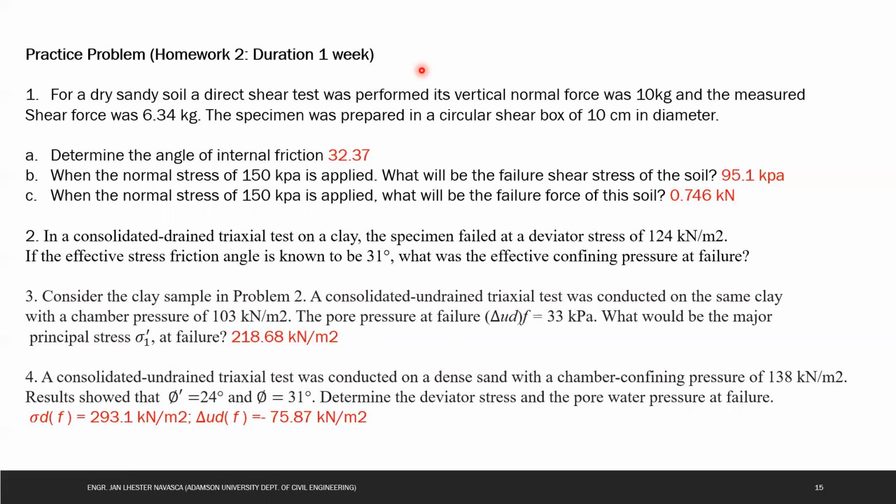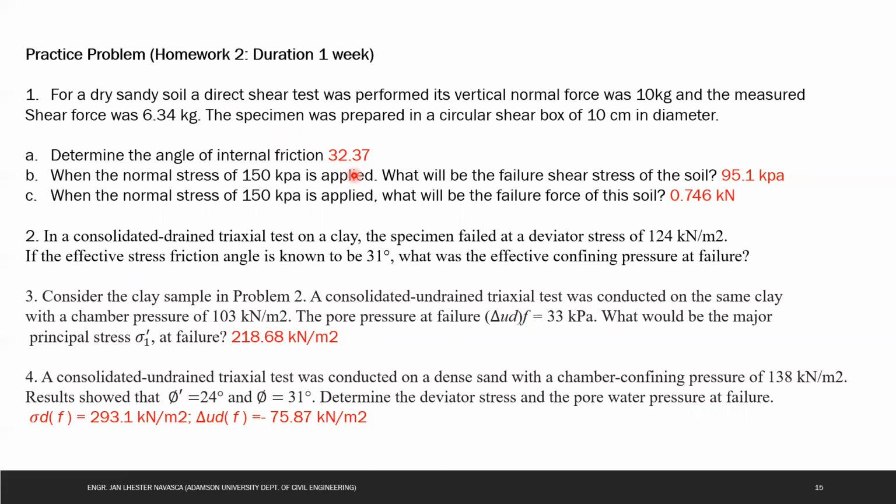For a dry sand soil direct shear test, it was performed using a vertical normal force of 10 kg and measured shear force to be 6.34 kilograms. So yung specimen natin was prepared in a circular shear box of 10 cm in diameter. Determine the angle of internal friction. What is the normal stress when 150 kPa is applied, and what will be the failure shear stress of the soil? Then the next problem is, when the normal stress that is applied is 150 kPa, what will be the failure force of the soil?